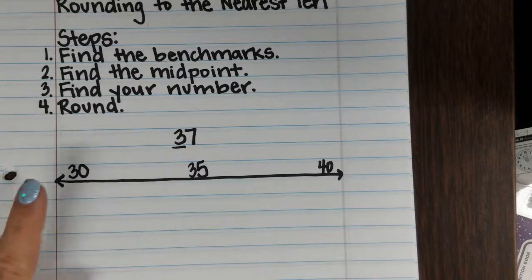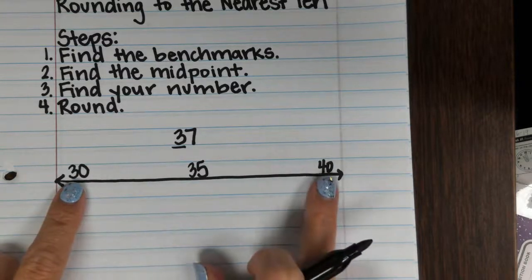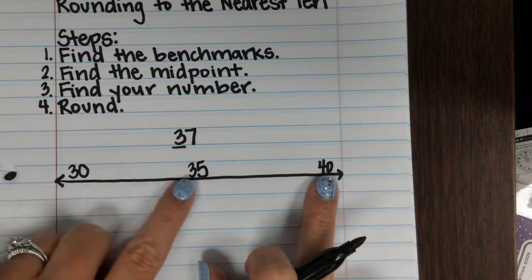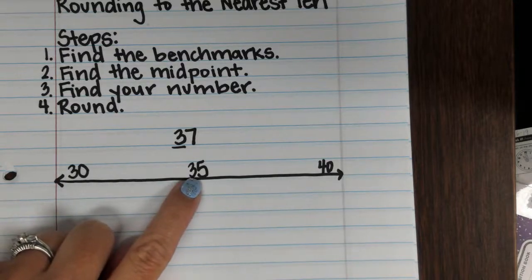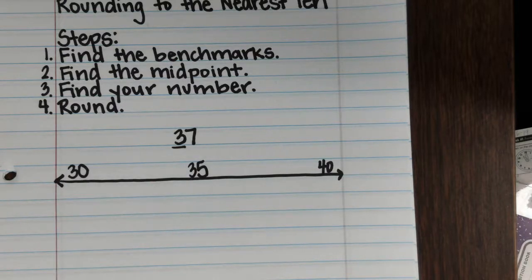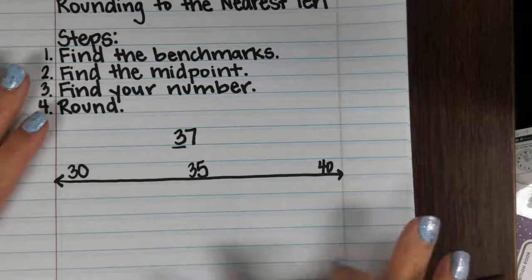Okay, so step 1 was to find the benchmarks. Step 2 is to find the midpoint. All right, real big with me, guys. Step number 3, find your number. We're going to figure out where our number goes on this number line.